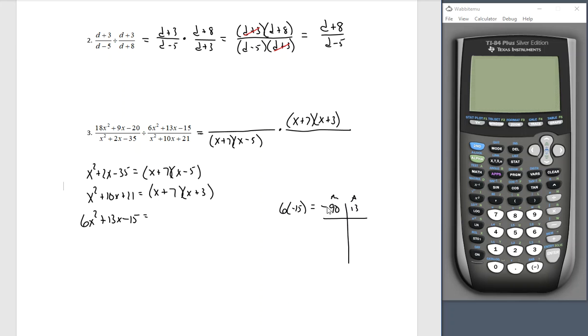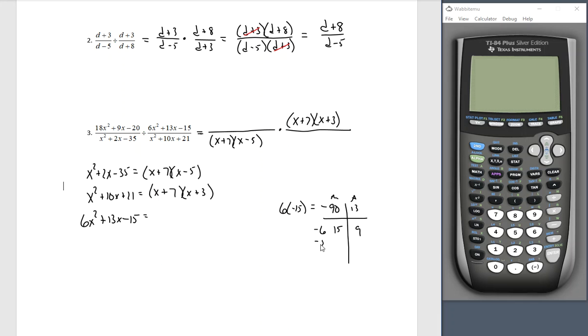I know because the 90 is negative, they're going to have opposite signs. Because the 13 is positive, the bigger one will be positive. So I'm going to start here. Negative 6 and 15. Those are different by 9. So I need this to be a little bit bigger. I'm going to bring my negative number down a little bit.